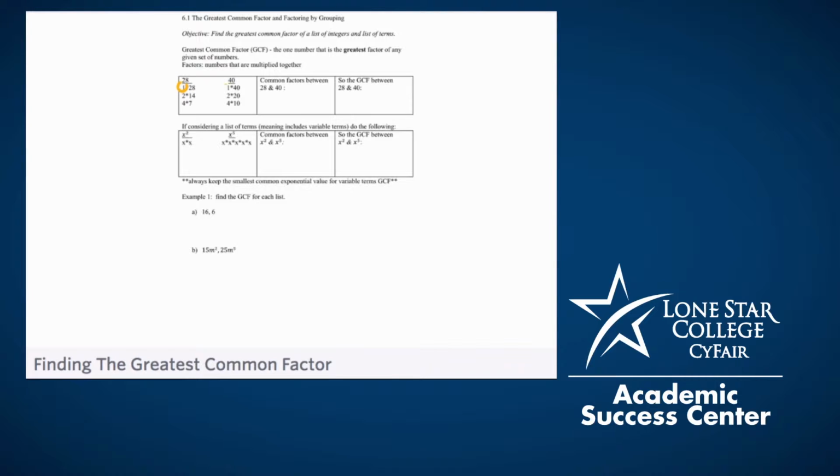1 and 1, 2 and 2, and 4 and 4. But remember, we're looking for the greatest common factor, so what we want to keep is the factor that is largest. And the largest factor is 4.